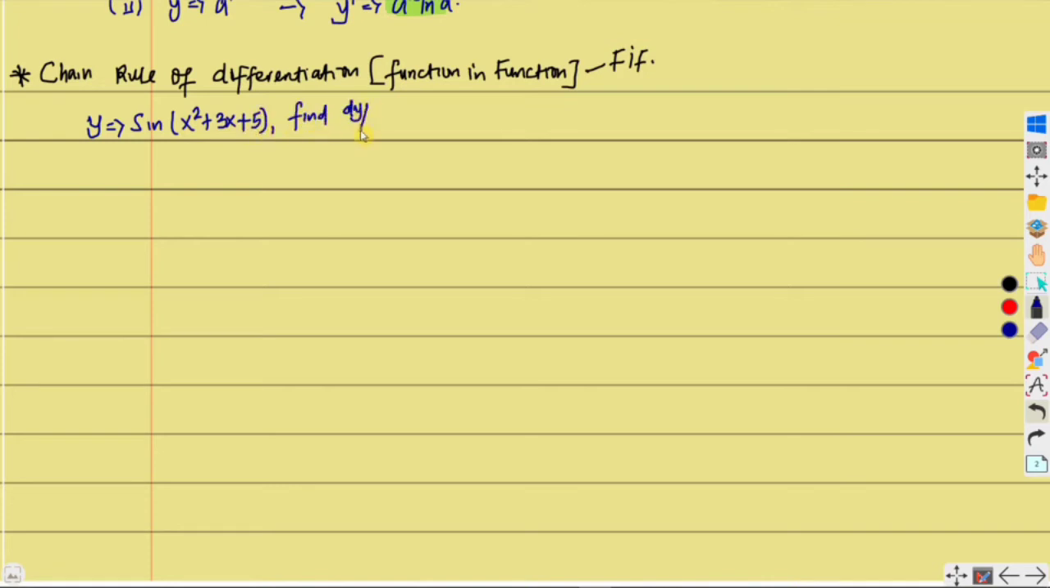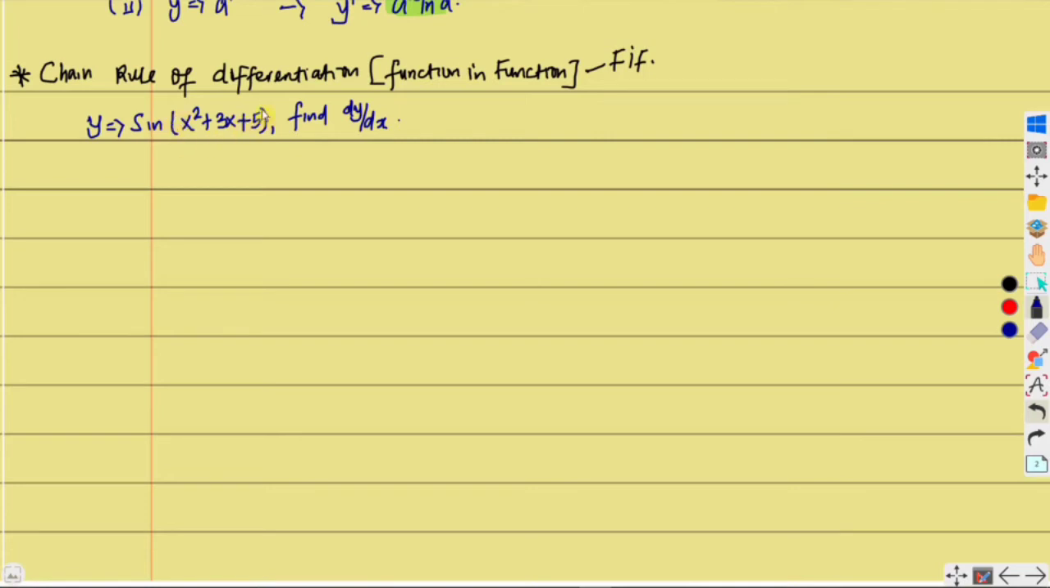dy by dx. Now in this question, if you carefully analyze it, we have two functions, function in function. We have the inner function, which is an algebra function, and we have the outer function, which is a trigonometric function. Now if students carefully analyze this, we have already discussed how to differentiate this, and here we have sine, which is a trigonometric function. If you look very carefully, you cannot differentiate directly. You can differentiate sine x to be cos x, but here the function is inside another function.